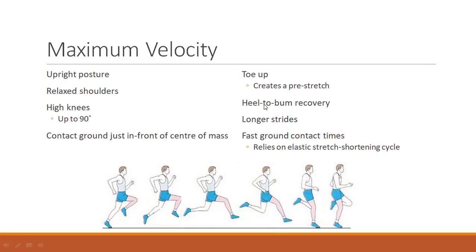So moving on to maximum velocity, it's a little bit different to acceleration. We want a nice upright posture, not a forward lean. We want relaxed shoulders. We don't want them to be shrugged up because that's going to create tense, robotic movement. We want nice fluid movement.